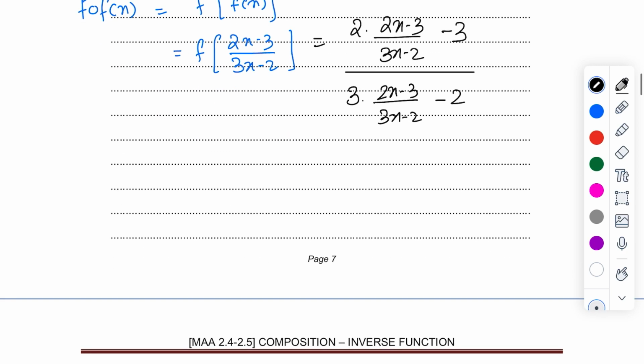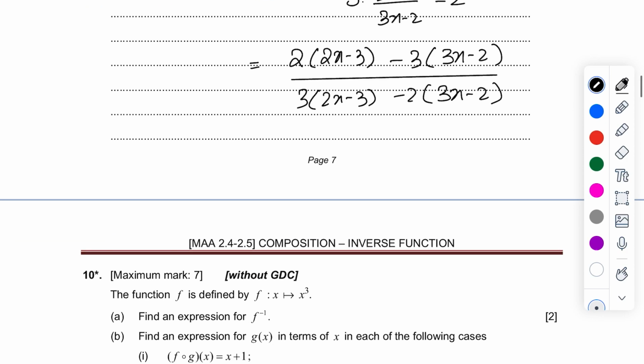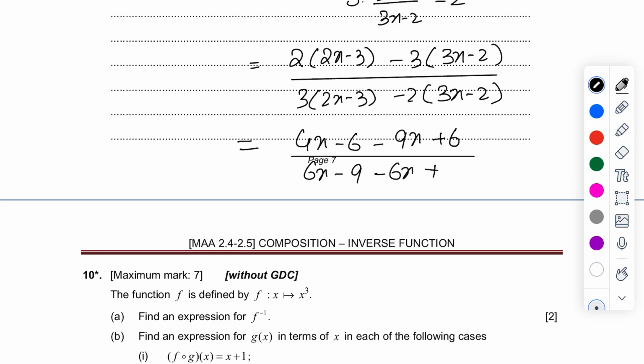Now what does that become? Both the denominators get cancelled. 2 times (2x minus 3) minus 3 times (3x minus 2), divided by 3 times (2x minus 3) minus 2 times (3x minus 2). So what does that become now? (4x minus 6 minus 9x plus 6) divided by (6x minus 9 minus 6x plus 4). It becomes negative 5x upon negative 5, which is equal to x. That's going to be the answer.